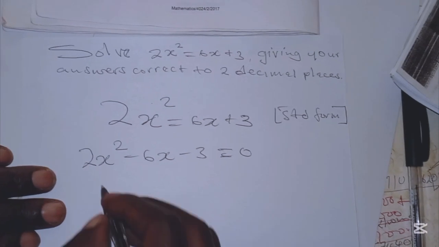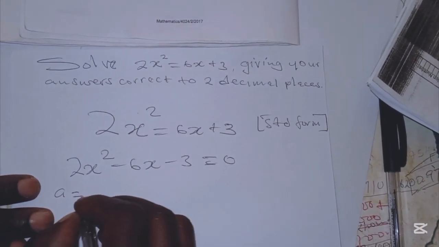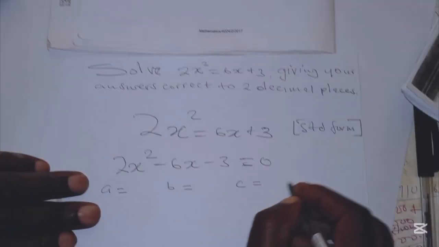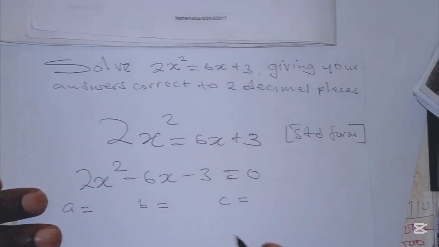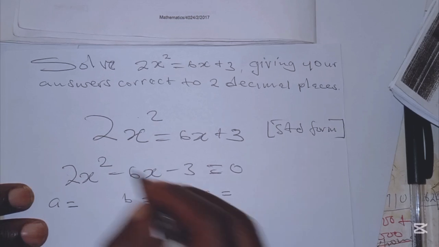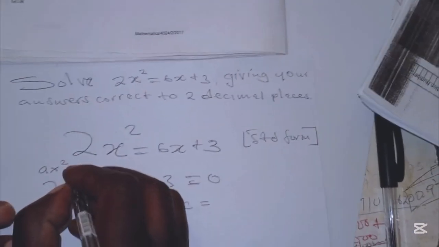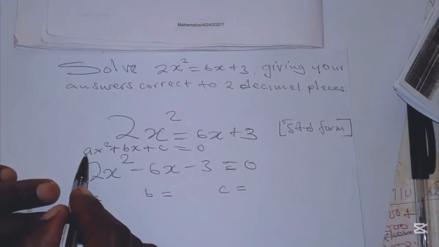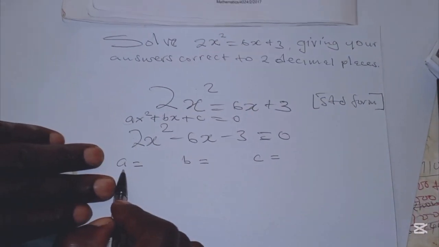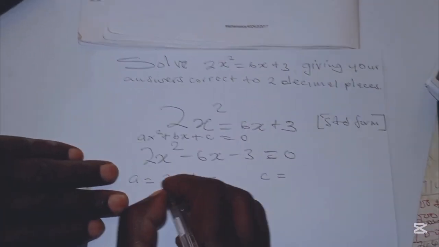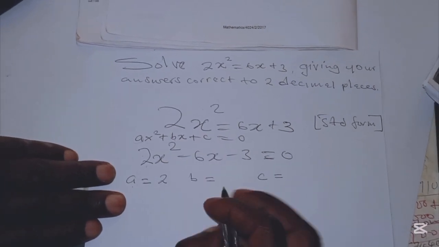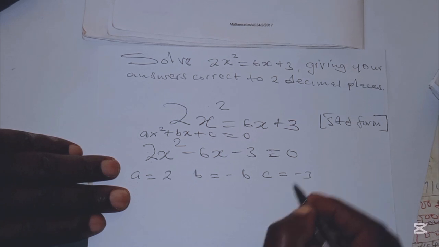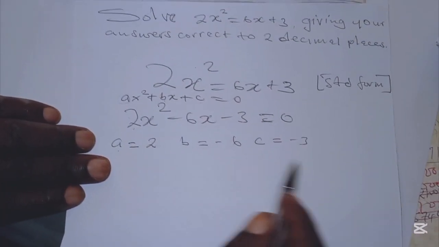Now from here, I'll be able to identify my a, my b, and my c. You compare this to the quadratic equation ax squared plus bx plus c equals 0. You can see this is my a, the one in front there is 2. My b is negative 6. My c is negative 3. So this is where we get these figures.